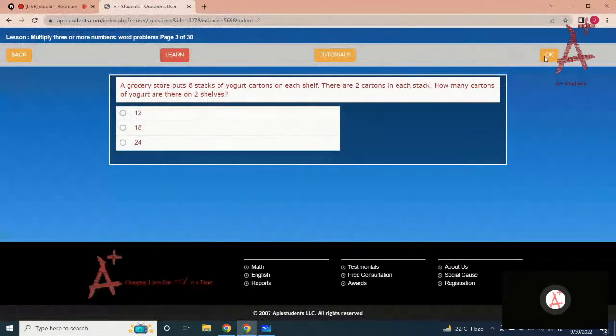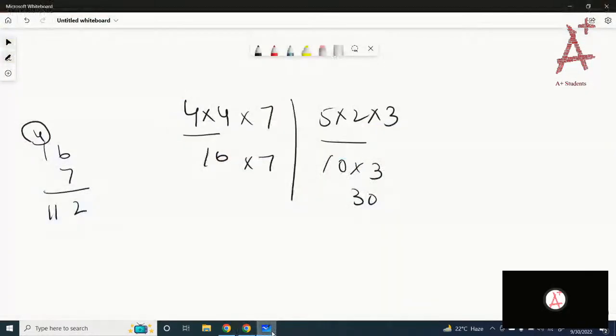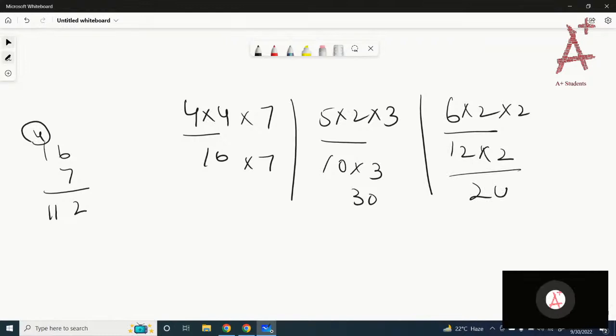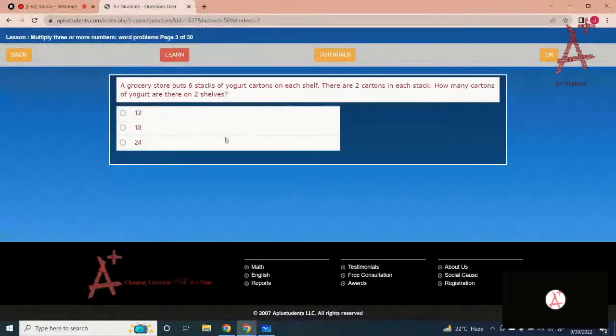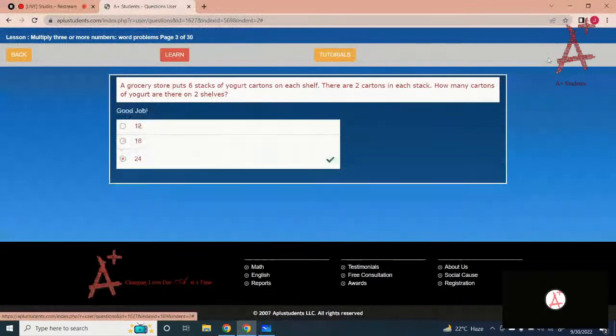Okay, the next one is a grocery store puts 6 stacks of yogurt cartons on each shelf. There are 2 cartons in each stack. How many cartons of yogurt are there in 2 shelves? So you have to multiply 3 numbers. They are 6 times 2 times 2. Got it? So 6 times 2 is 12 and 12 times 2 is 24. Got it? So select the correct option and click on the OK button.